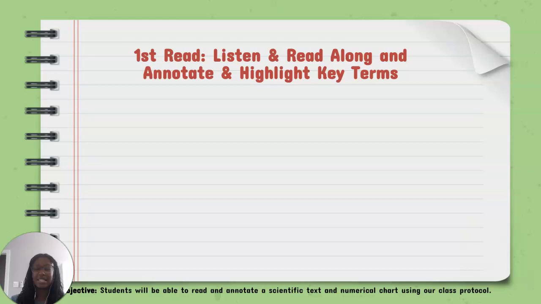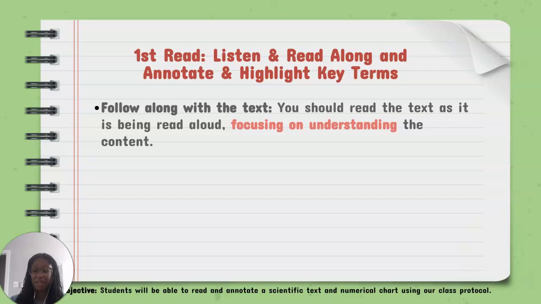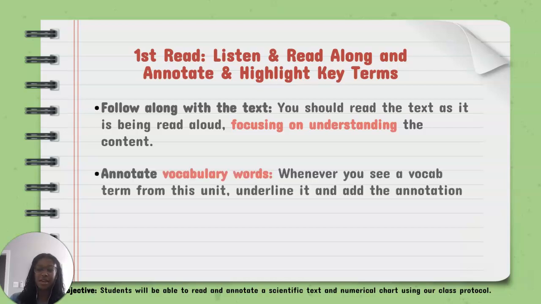For the first read, listen and read along and annotate and highlight key terms. So I'm going to be reading it aloud, either pre-recorded or reading it out loud to you, and you're just going to follow along, reading with your eyes or maybe even tracking with your finger, focusing on understanding what this really means. Anytime we hit one of our pre-established vocabulary words, so you guys already know for this unit we've talked about graphing, you just need to annotate it, which for us means underlining and writing the definition somewhere on the page, with a little line to connect it.